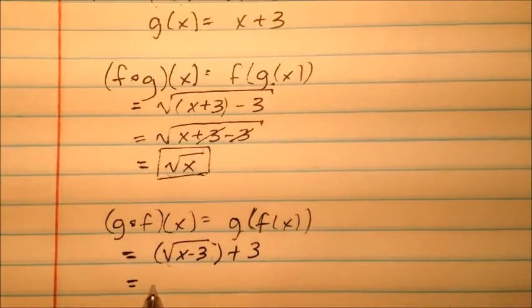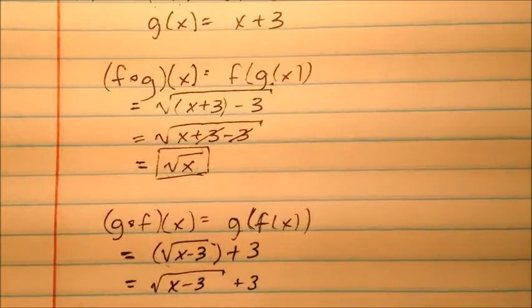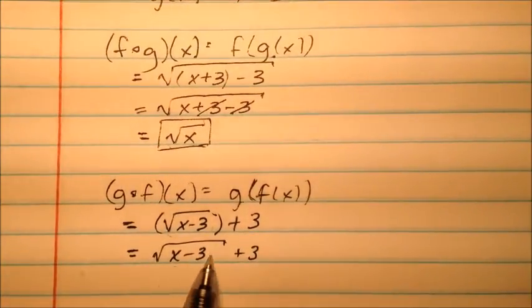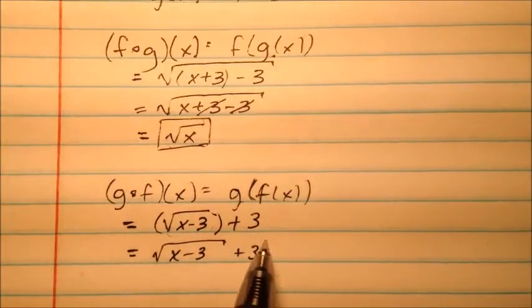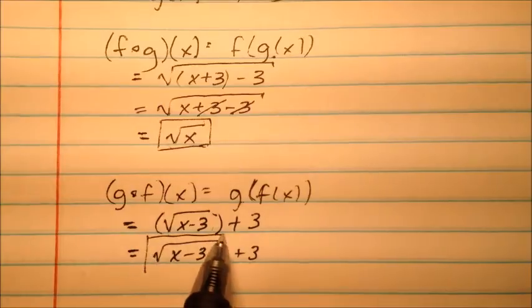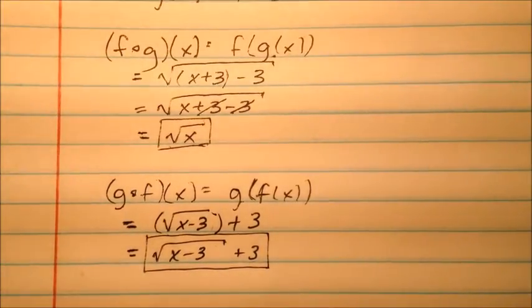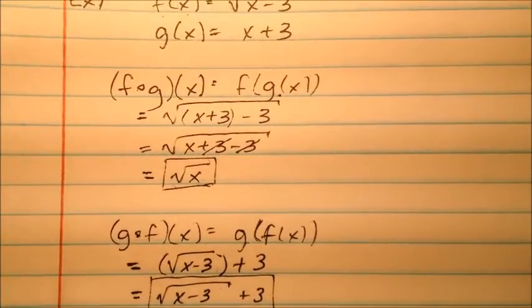Okay, so whenever I take these parentheses away, I have the square root of x minus 3 and then plus 3. Notice now that the x minus 3 is the radicand. It's underneath the square root here, and the plus 3 is outside. So in this case, I can't cancel them, and there's nothing else I can do to simplify that expression. So that's the answer, g circle f, given the two functions that we looked at first.